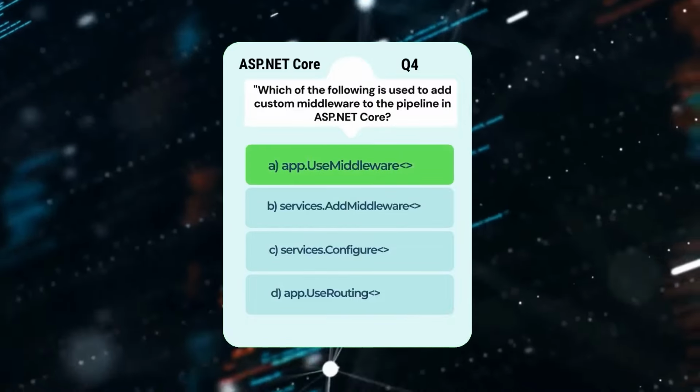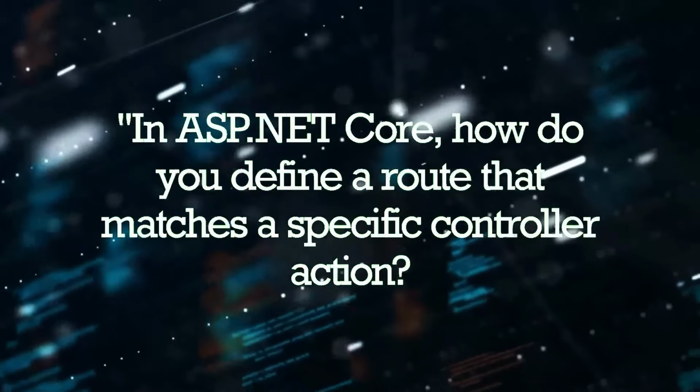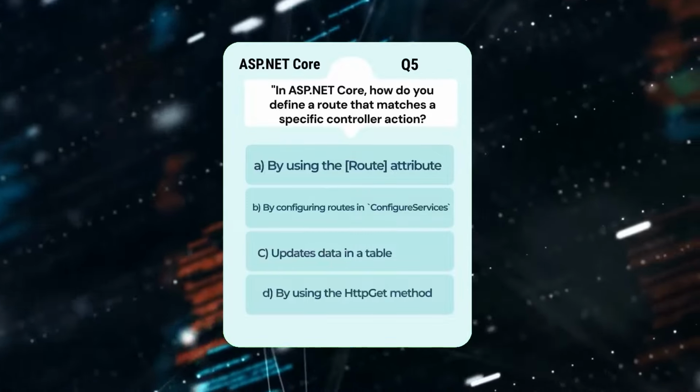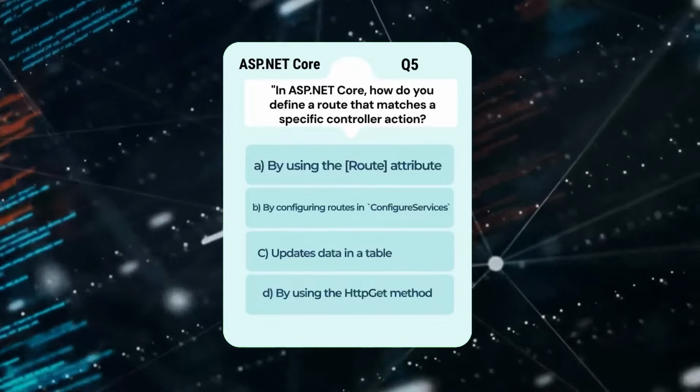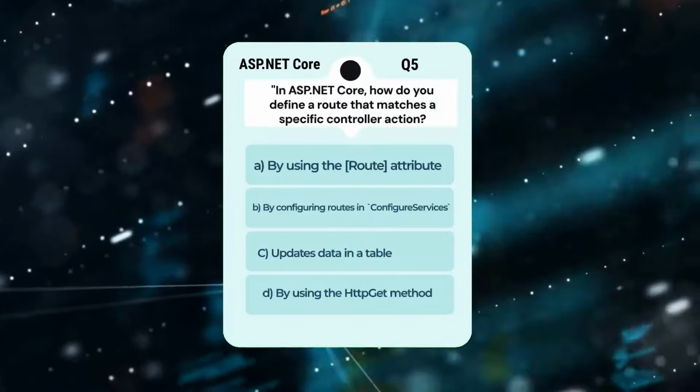Answer: A. In ASP.NET Core, how do you define a route that matches a specific controller action? Options: A. By using the Route attribute. B. By configuring routes in ConfigureServices. C. By creating a routing file. D. By using the HTTP GET method.